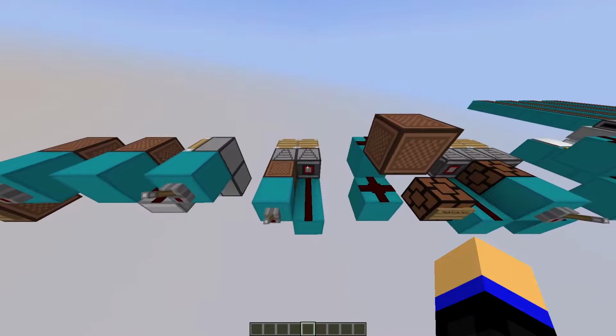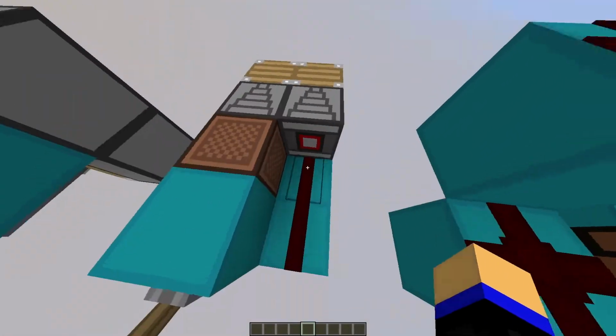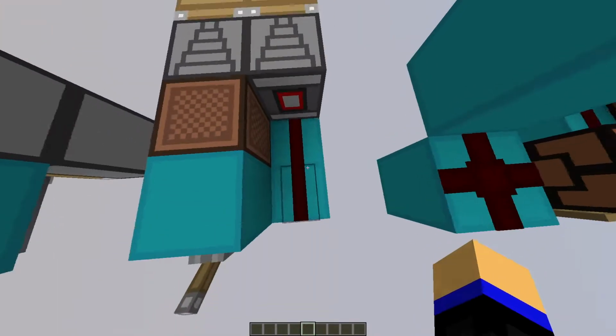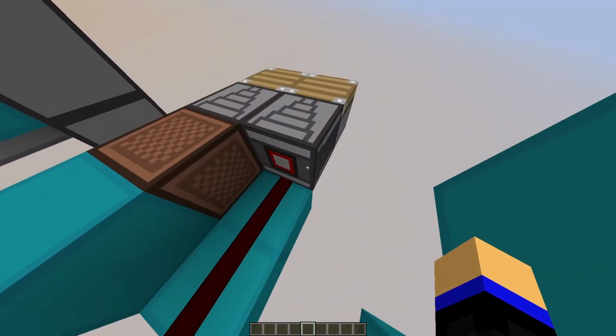Okay, so the node block basically has the same delay as a piece of redstone dust, because redstone dust turns on and off instantly, and so does the node block. So they basically have no delay.